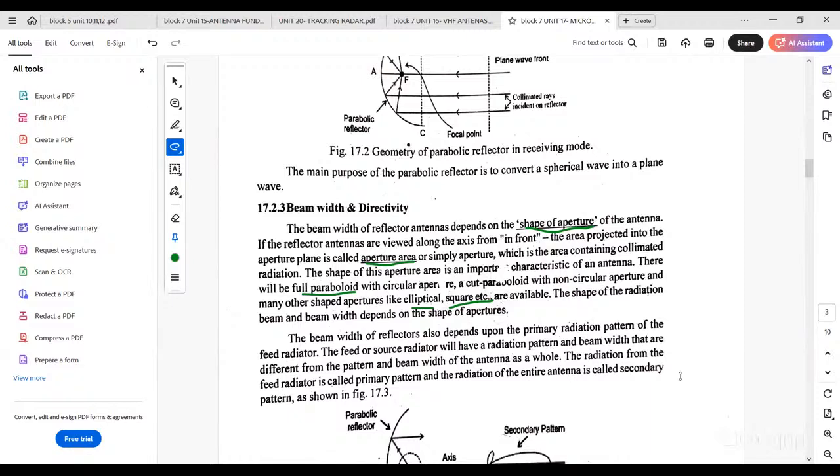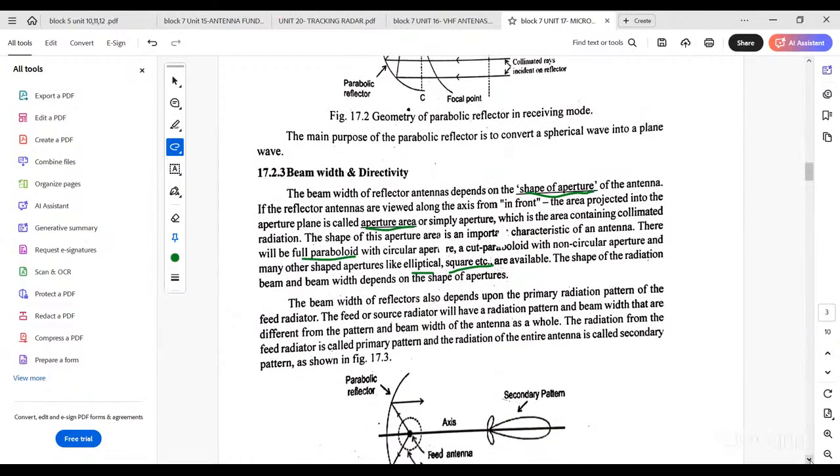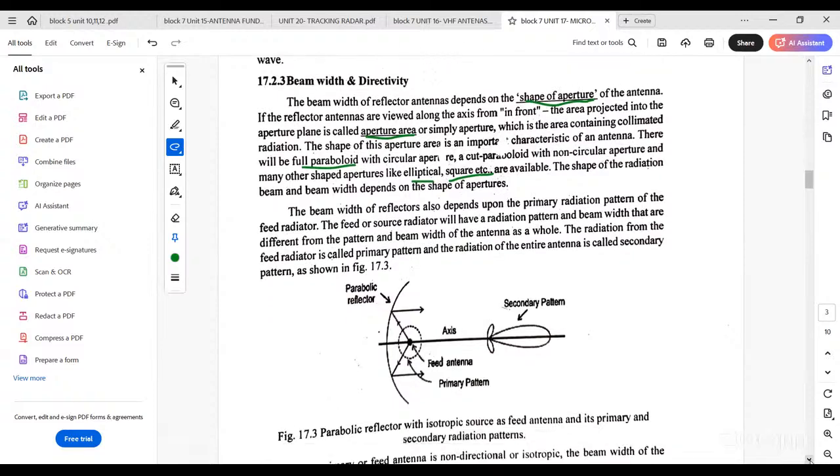Again, in this diagram, two types of patterns are forming. What are the two types of patterns? The primary pattern and the secondary pattern are formed.